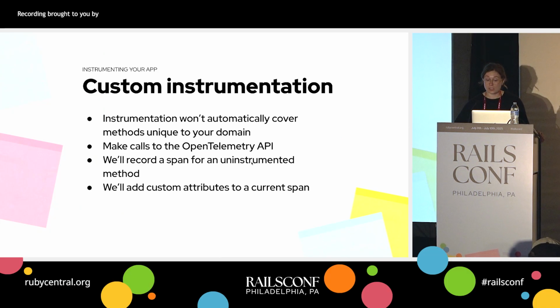So custom instrumentation is what we refer to things that the standard semantic conventions don't automatically cover. It's usually methods unique to your domain, and we recommend that you make calls directly to the OpenTelemetry API in order to do that. So what we're going to do is record a span for something specific to our domain in an uninstrumented method, and then add custom attributes to a current span elsewhere in the application.